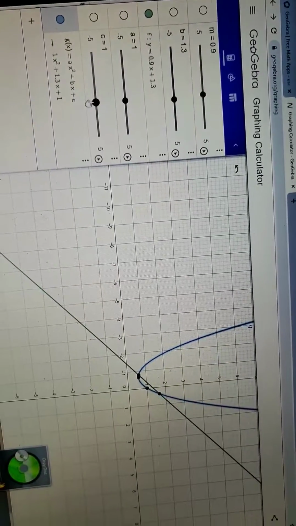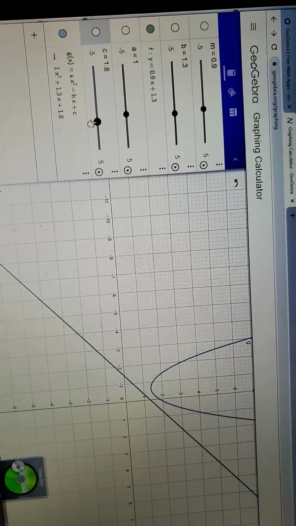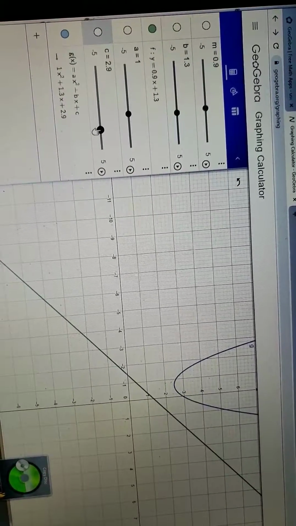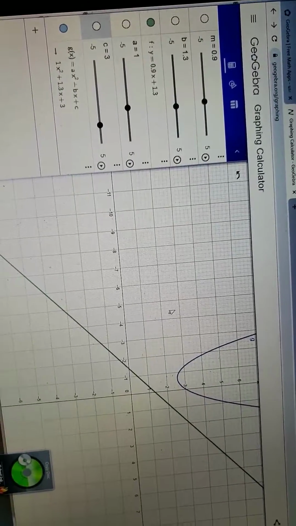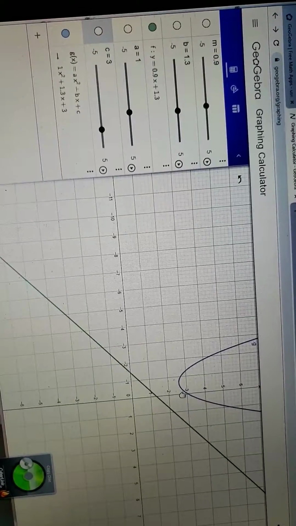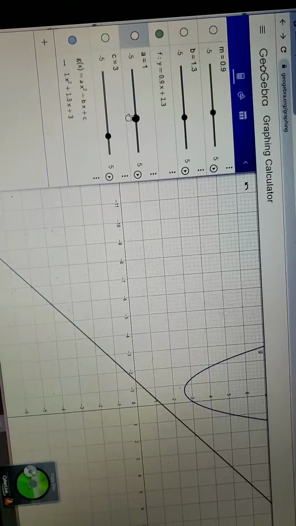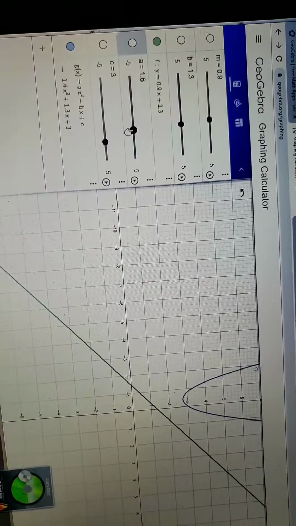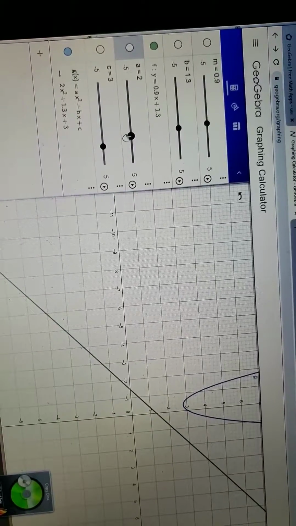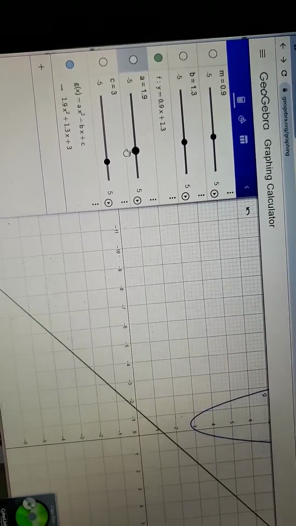So let me increase c to prove it. So you see, so that's c is 3. You cut at 3. The graph will pass by 3 right here. So let me increase a equals 1. Let me increase a equals 2, and the graph becomes less wide.